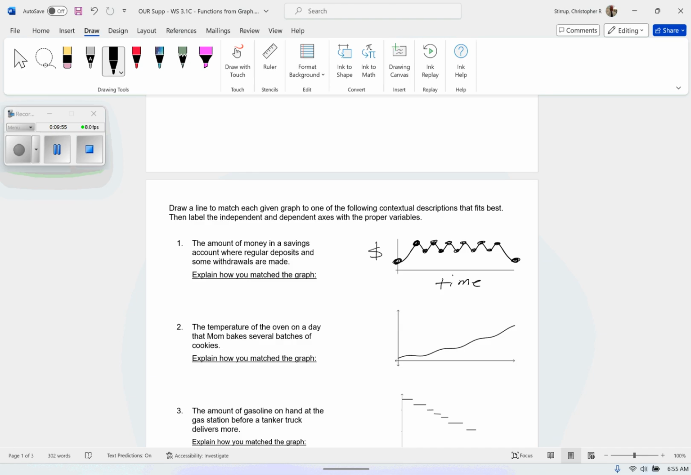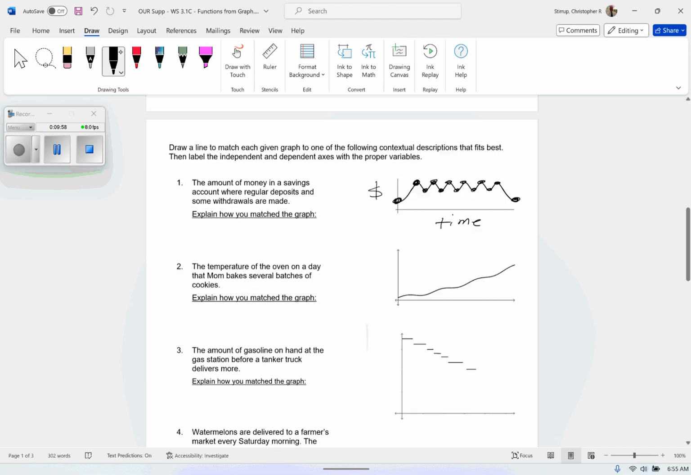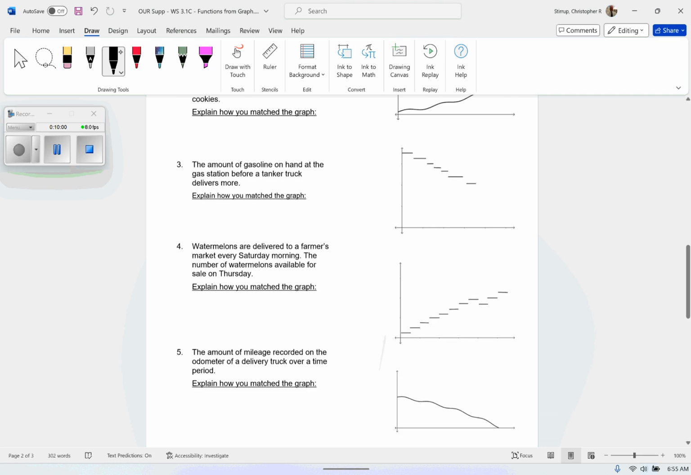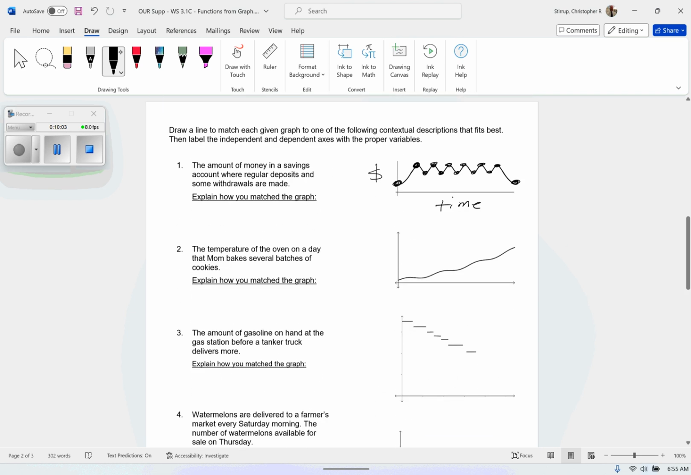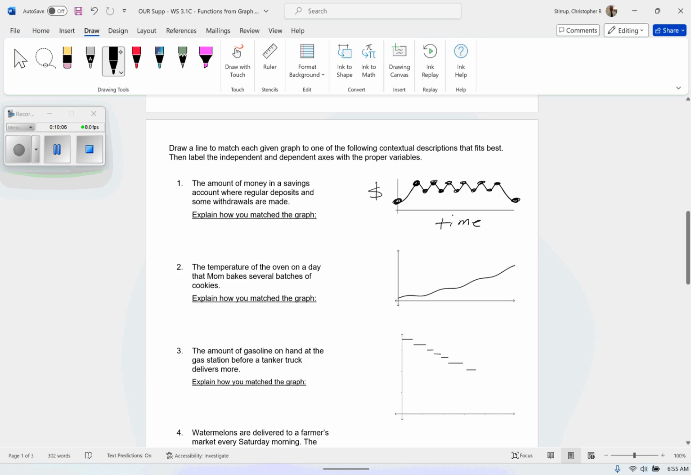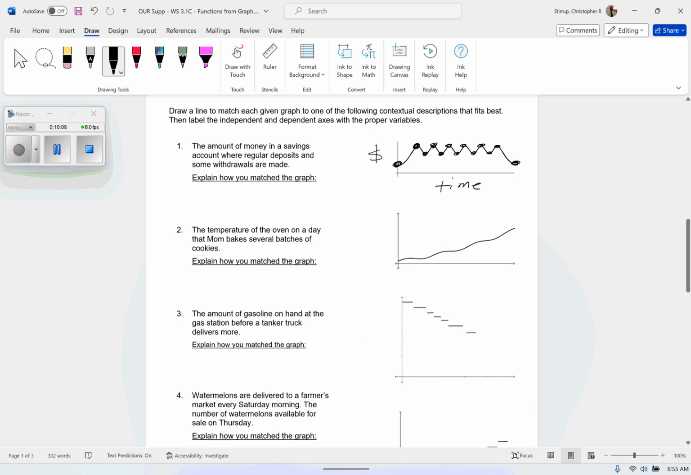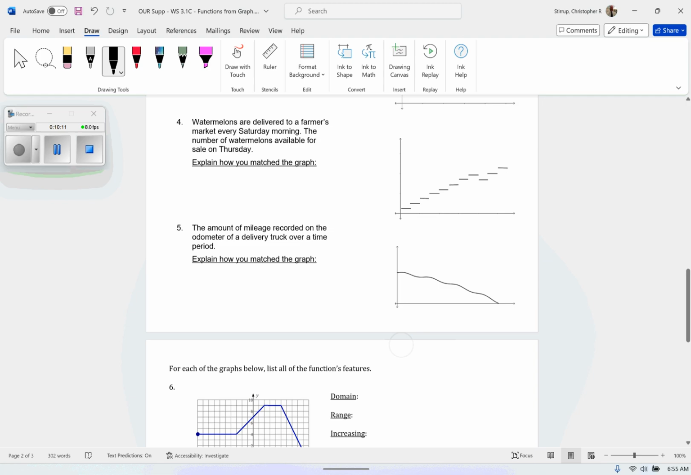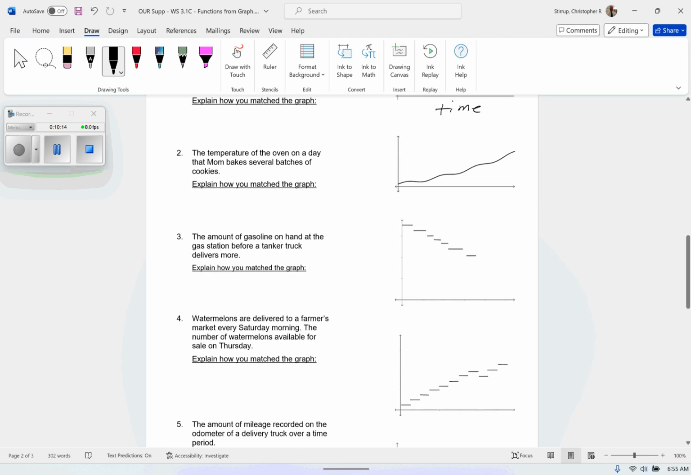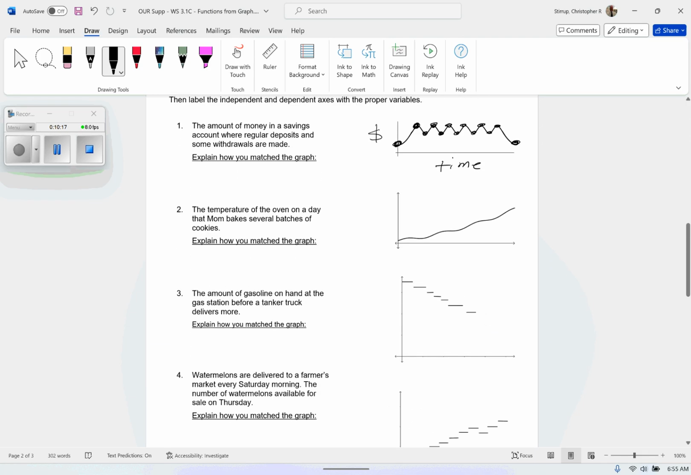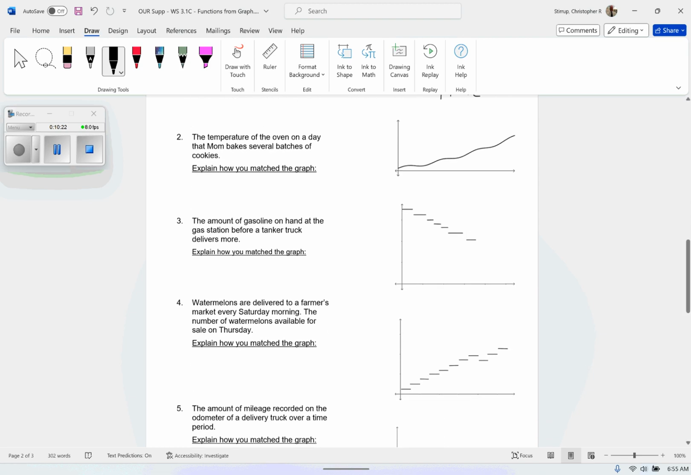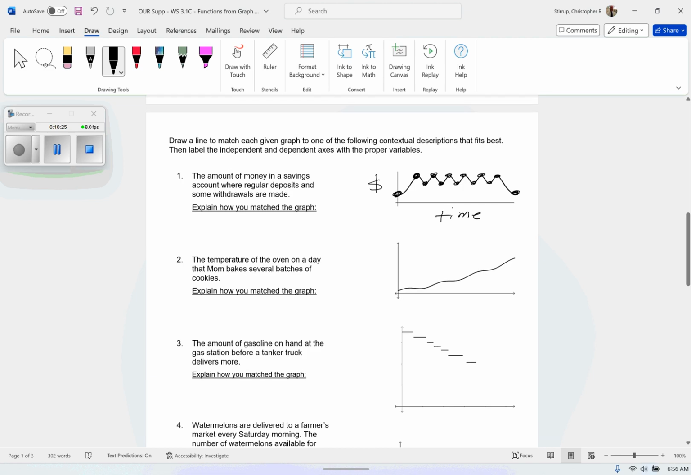Okay, let's just see. I think that works fine. Okay, the temperature of the oven on a day that mom baked several batches of cookies. Well, this could be the cookies as well. So let's change this one because I realize now what we're going to do.